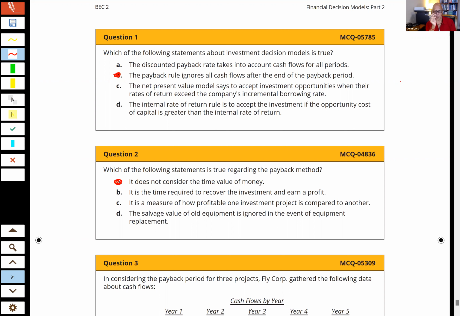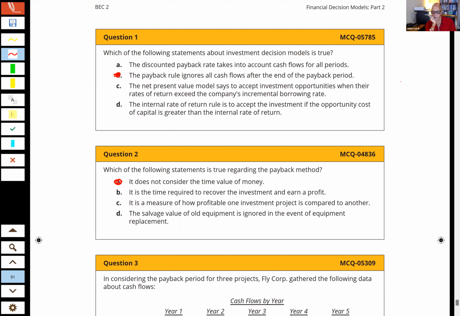No, we did not consider cash flows after the initial investment was recovered, which would not be a profit zone. The profit zone would come after we recovered the initial investment. So B is absolutely the opposite of what we're doing here. And I don't think anybody picks C or D.